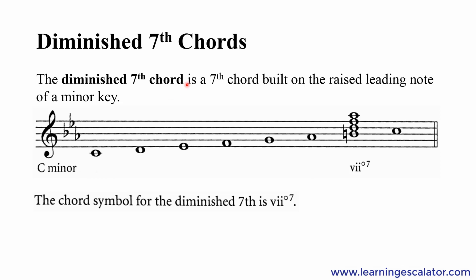Diminished seventh chords. A diminished seventh chord is a seventh chord built on the raised leading note of a minor key. The chord symbol for the diminished seventh is VIIO7. So this is a diminished seventh chord in C minor.